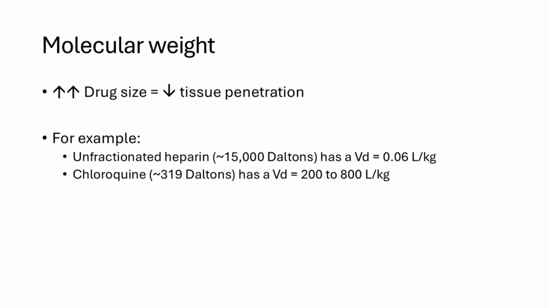The molecular size of a drug may limit its penetration into various tissues. Typically, this affects only very large molecules. For example, unfractionated heparin, which at approximately 15,000 Daltons, is generally confined to the plasma with an apparent volume of distribution equal to 0.06 liters per kilogram.